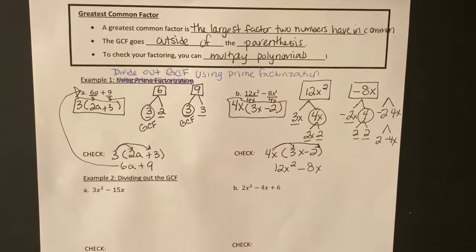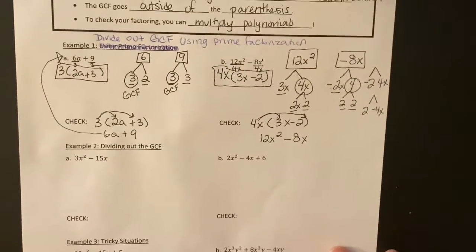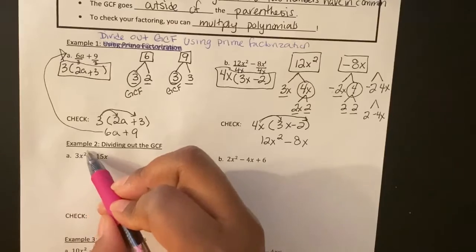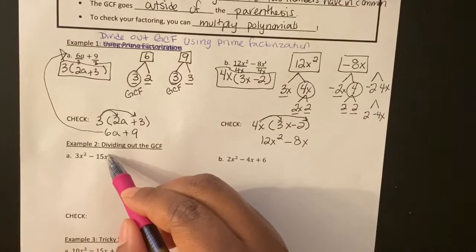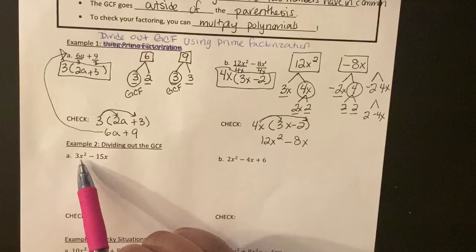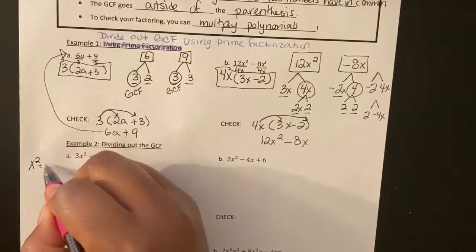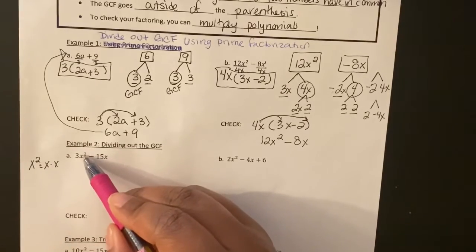So I'm going to do the same thing. I know this says dividing out the GCF, but this is pretty much the same thing as we did before. I'm going to use my prime factorization. I have 3x squared minus 15x. I'm not going to do the complicated prime factorization for the variables, because you can just look and see, well, this has 2 x's because x squared is the same as saying x times x. So that's 2 x's, and this one has 1 x. So we know they at least have 1 x in common.